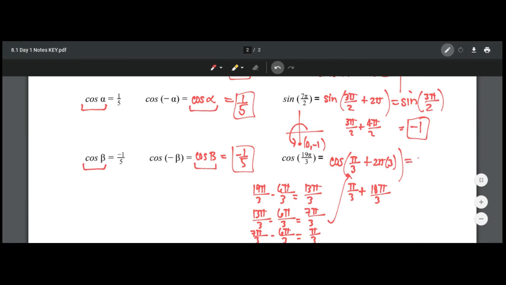So now I'm just thinking of, well, what would cosine of pi over 3 equal? And that creates a 60-degree angle. So when it has a 60-degree angle, then that x-coordinate would be 1/2.